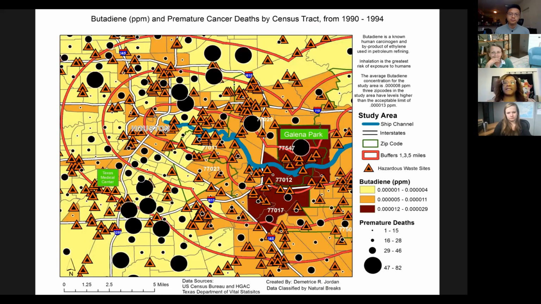During the 1990 to 1994 period, there are 3 zip codes in the study area higher than the acceptable limit of 1,3-butadiene, and those are indicated by the darkest brown shading. Those zip codes also have a lot of hazardous waste sites and premature deaths for that time period. So you can start seeing a pattern here.